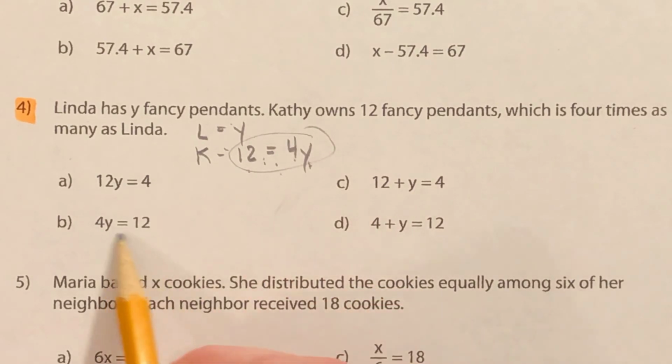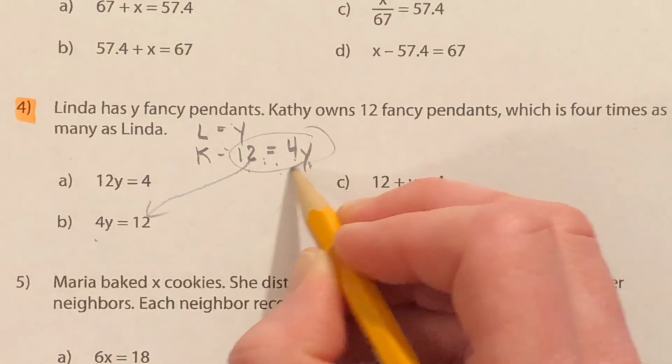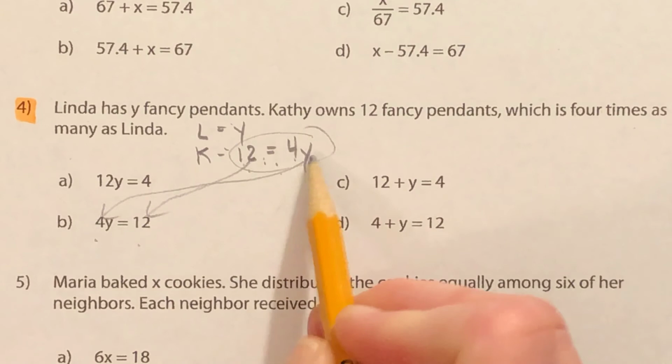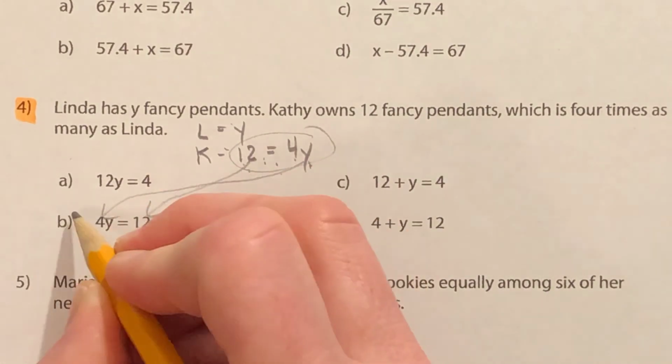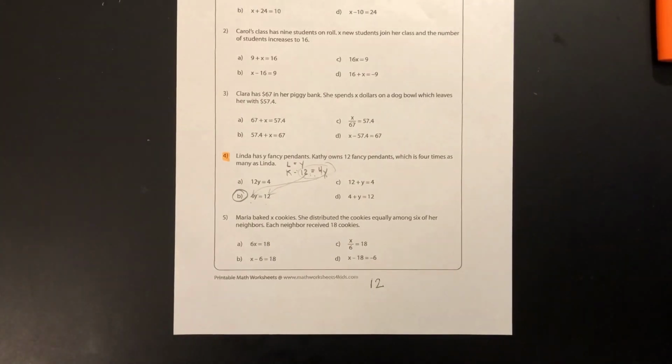Or this. All this is the same thing, just in a different order. 4y equals 12, 12 equals 4y, same thing. B. You do the others because you can.